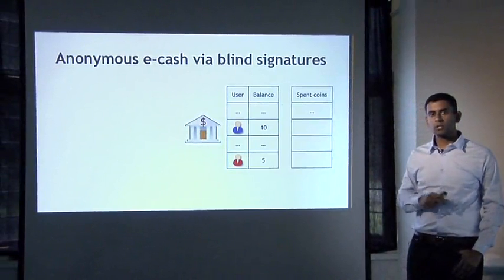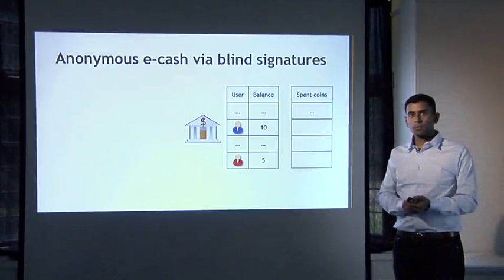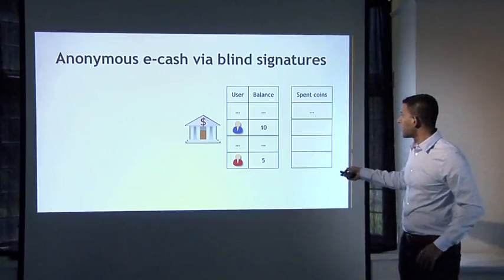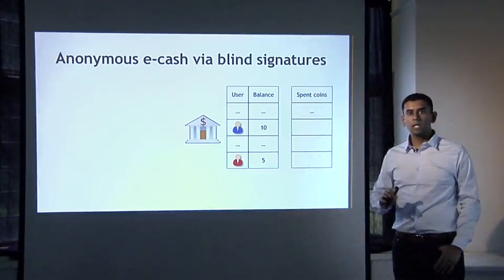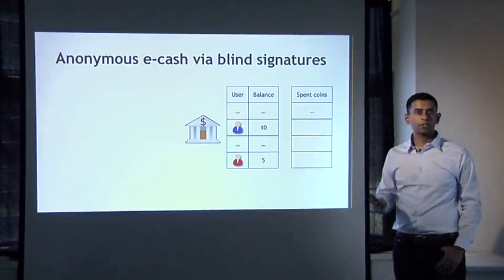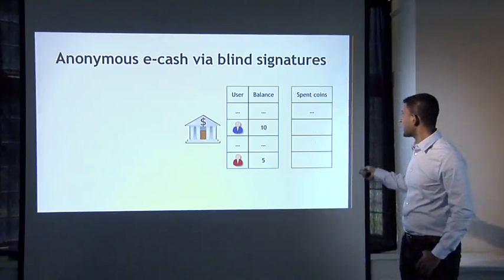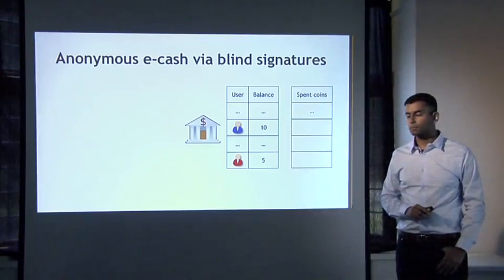In particular, it stores these two tables. The first table has a mapping of users with the balance that they have in their bank account. These balances don't refer to any sort of cryptographic currency. It's just a plain old number sitting in a database, just like your actual bank account or PayPal or something like that. In addition, it has another table called spent coins, and you'll see in a moment what this means.